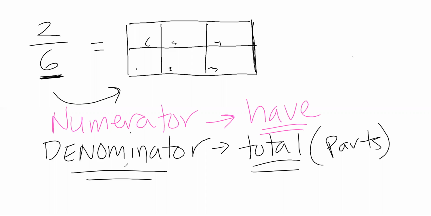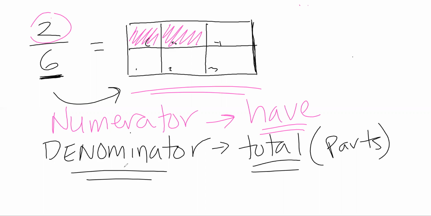How many of the parts, in this case, will be shaded pink? Well, that's what the numerator says. It says we've got to shade in 2. So let's do that. 1 and 2. So that's how you would create that fraction. 2 out of 6, 2/6 looks just like this.